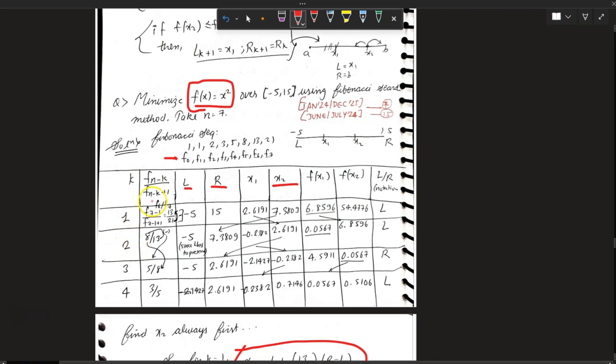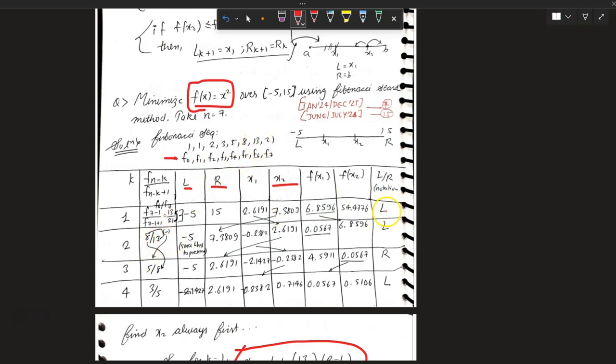So in this second step, what will be the ratio? Ratio will be n minus k, 7 minus 2. 7 minus 2 will be 5. So 8 will be here because for 5, 8 is here. Now 7 minus 2 plus 1. 7 minus 2 is 5 plus 1 is 6. So 6. So 8 by 13. 8 by 13 is right here.